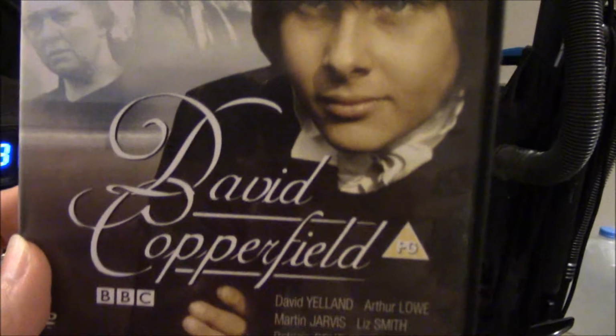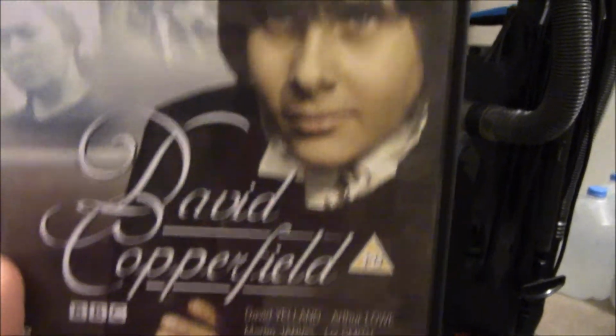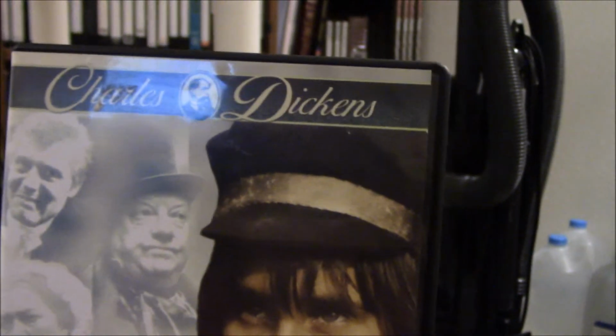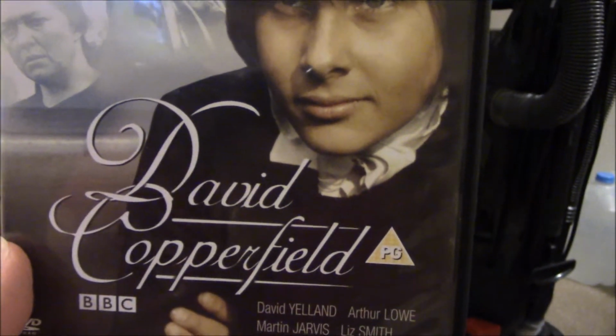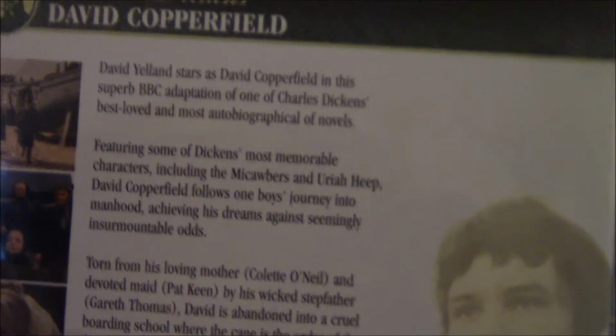Now, my favorite David Copperfield production is this one here, which I've never seen on television. I don't know why we don't see this over in the United States. In fact, I never even saw it online. But I never saw a version of David Copperfield I liked until I saw this one. It took me forever to be able to watch it.